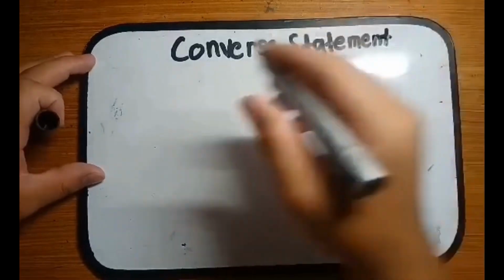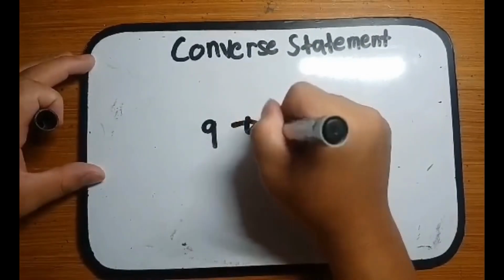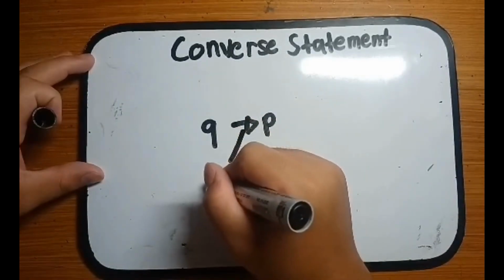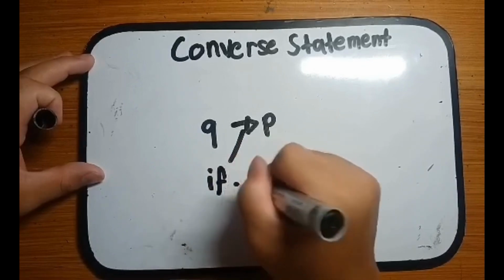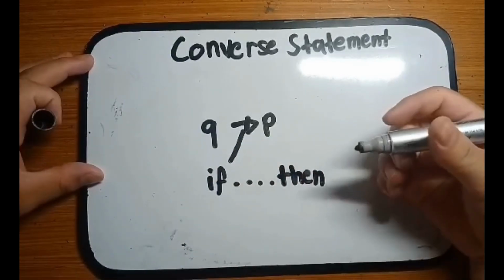Converse statement. If Q, then P. We use right arrow for if-then statement.